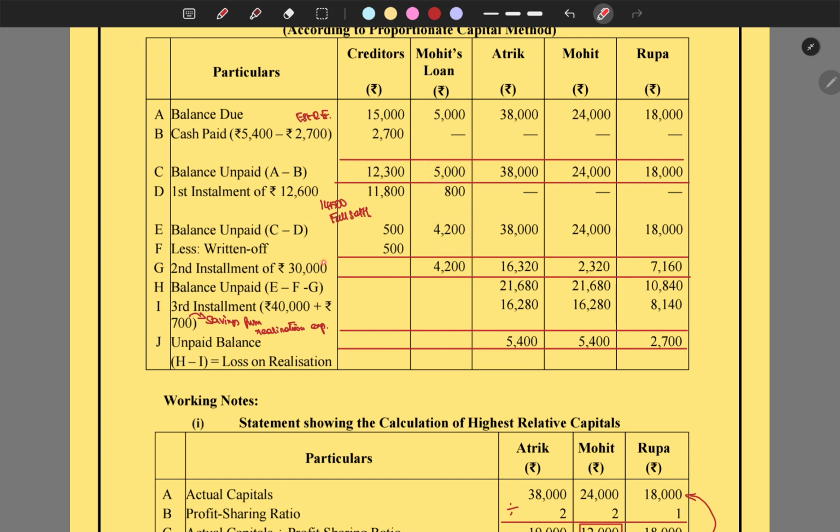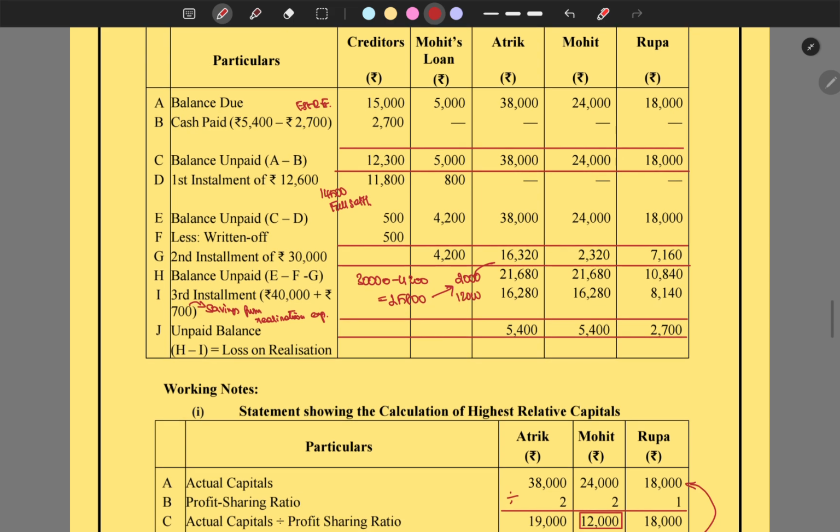So the second installment comes. The second installment amount is 30,000. Mohit's full loan has been paid. So first 30,000 minus 4,200, we have 26,800 balance. No, sorry, 25,800 balance. That 25,800 should be paid: first 2,000 to Attrick, next 12,000 to Attrick, and 6,000 to Rupa.